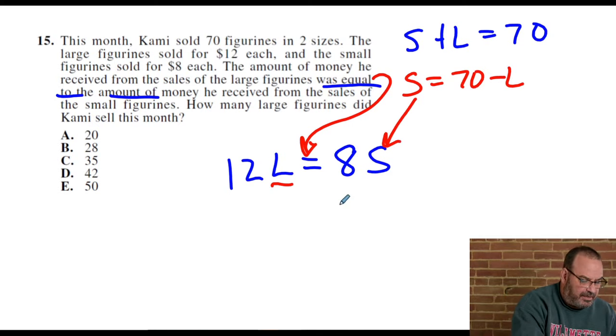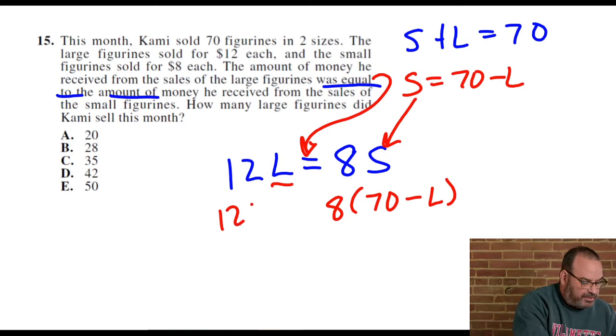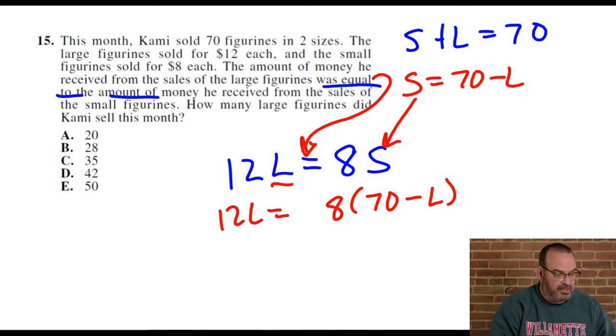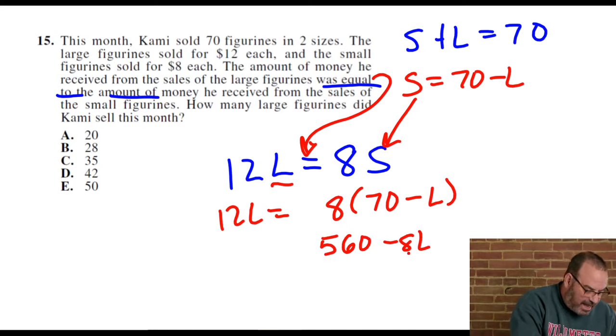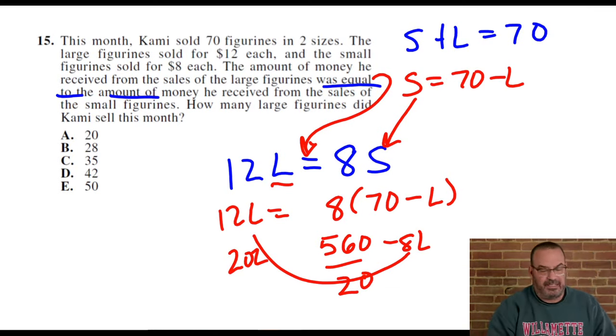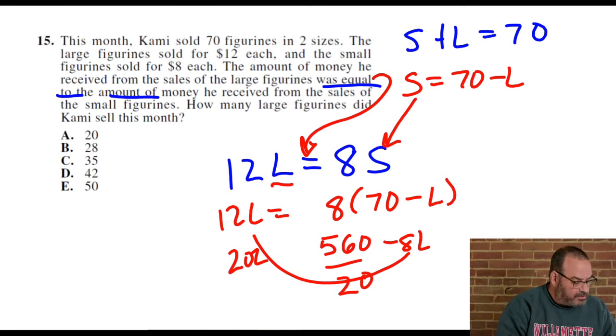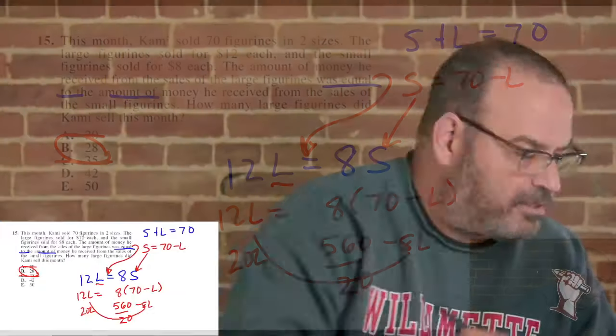Let's substitute this down here, and I get 8 times 70 minus the large. 12 large equals 8 times 70 minus large. This question asks 7 times 8, which is 56. 560 minus 8 large. Let's add this to this side. We get 20 large. And now I have to divide 560 by 20, which is 56 divided by 2, which is bigger than 25. And that's going to be 28. It's not 35 because 35 times 2 is 70. So that's too big and 20 is too small. So 28 is the correct answer.